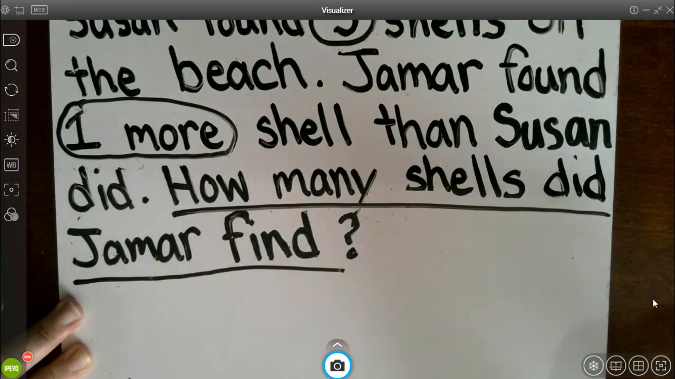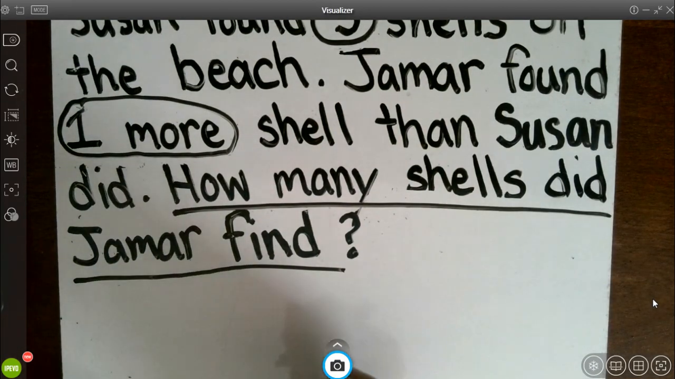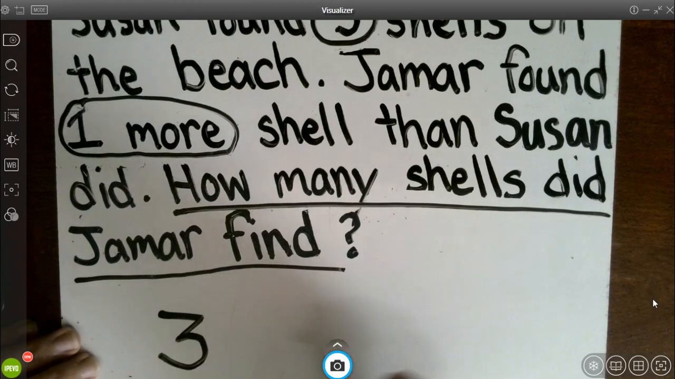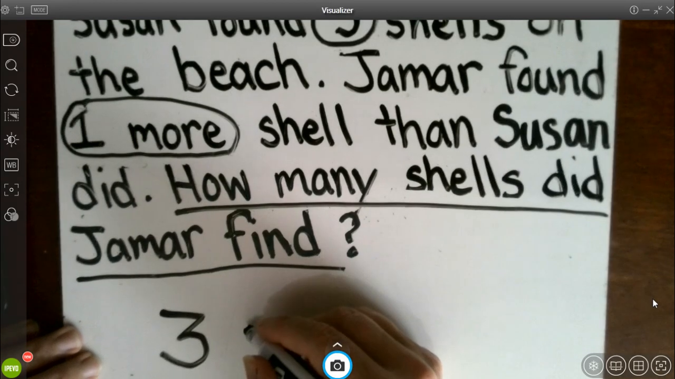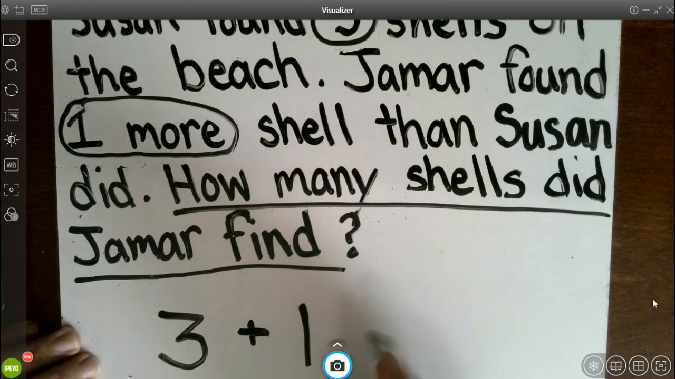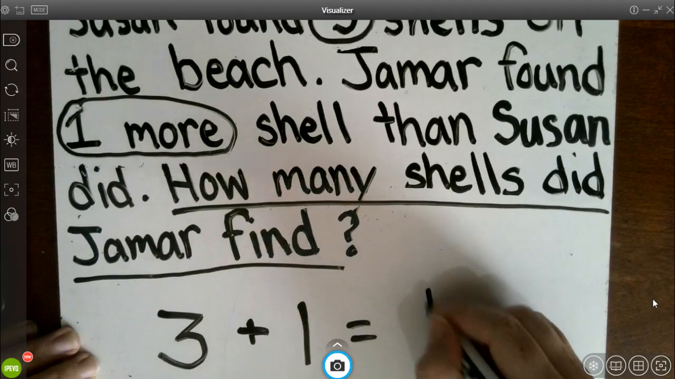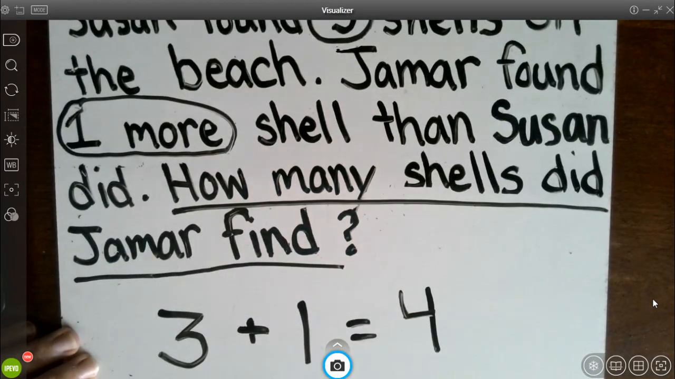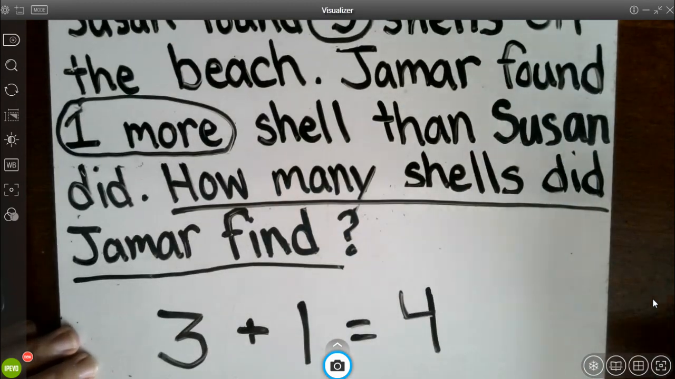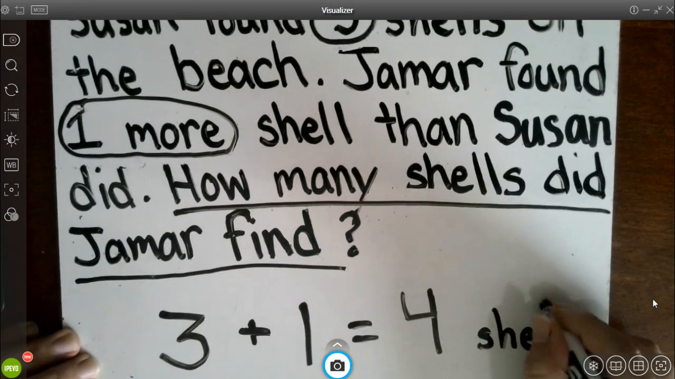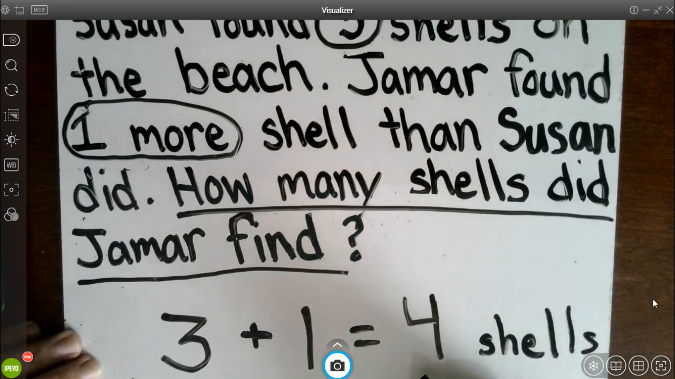We can represent this problem with an addition number sentence. We know Susan had 3 shells, and Jamar found 1 more than Susan. 3 plus 1 equals 4. So the answer is 4 shells.